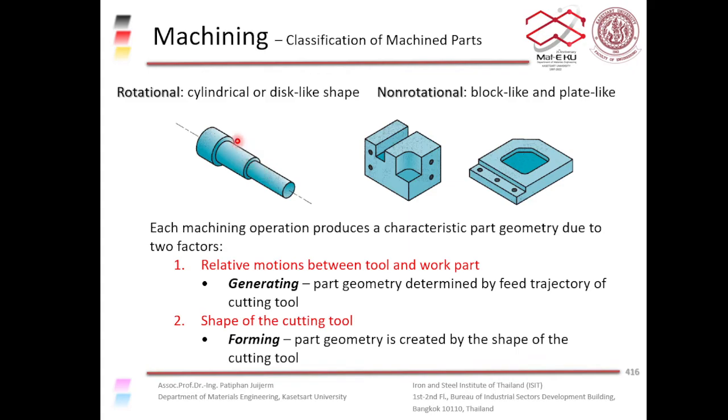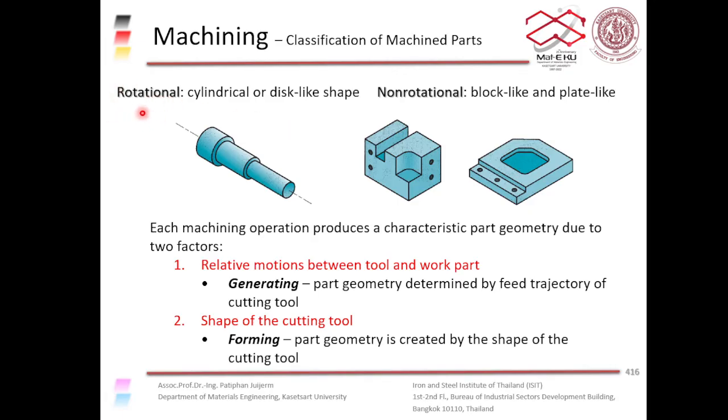The cylindrical workpiece doesn't have to be circular in cross section. It can be elliptical as well. You can do turning, but you can also do off-centered turning to produce a more ellipsoid shaped product. Okay, so that's for rotational.